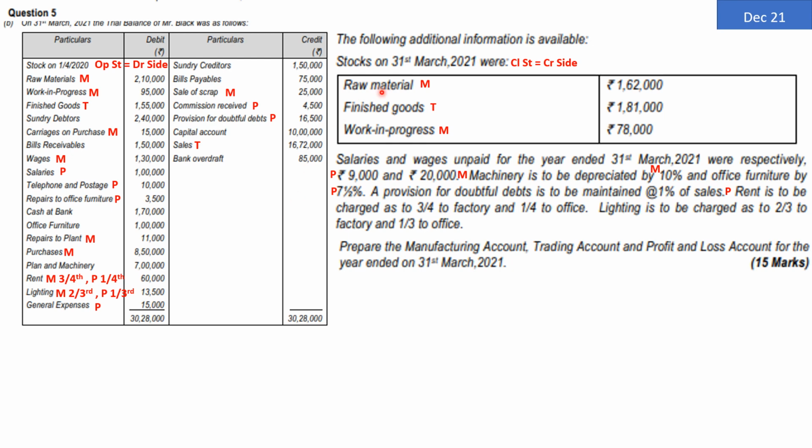They have told you closing stock is as follows. Since it's a closing stock, it will have to go to credit side. Raw material closing stock will go to manufacturing account credit side. Finished goods closing stock trading account credit side, and WIP closing stock manufacturing account credit side. Salaries and wages unpaid for the year ending on 31st of March 2021 were respectively 9,000 and 20,000. Salaries 9,000 will go to P&L account. Wages 20,000 will go to manufacturing account. They'll have to be added to the amount of wages and salaries as per trial balance.